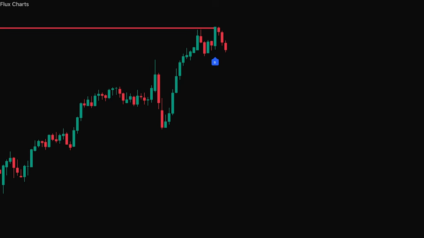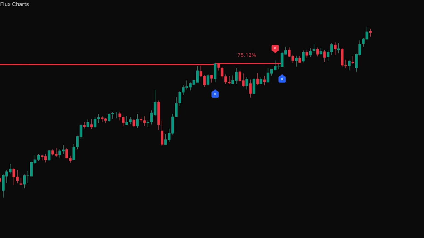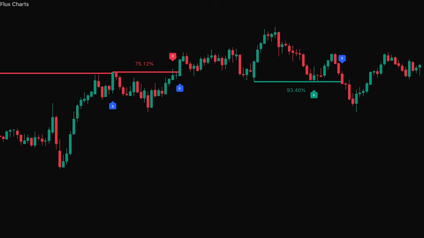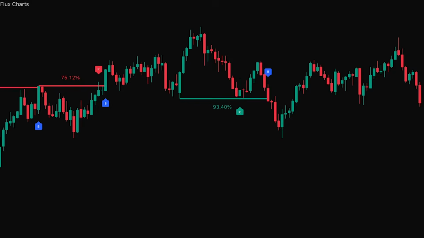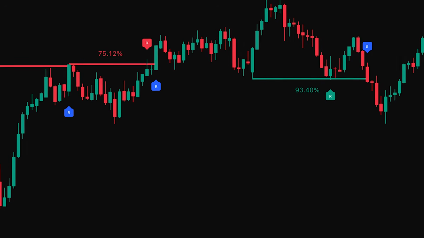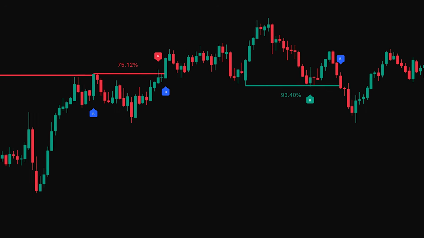Key features. Intelligent S/R detection. Uses logistic regression to analyze past pivots and predict which ones are likely to act as support/resistance. It's not random, it's probability-driven. Predictive probability labels: every level shows a % chance of holding based on historical data. Huge edge for filtering weak versus strong zones.